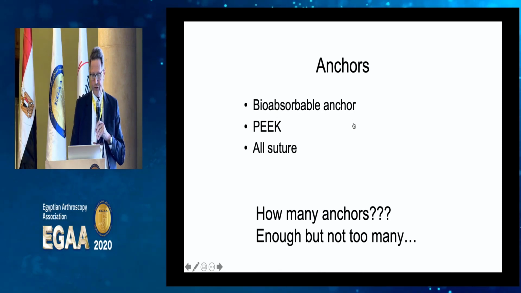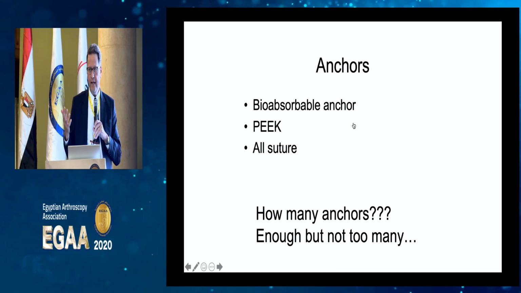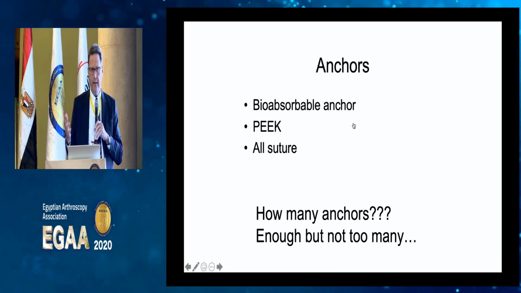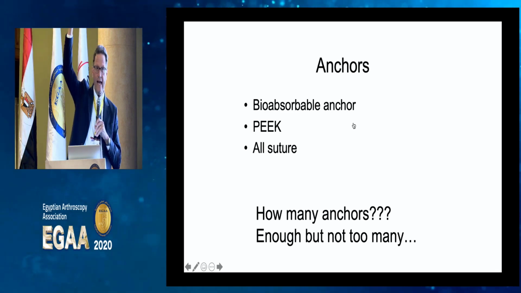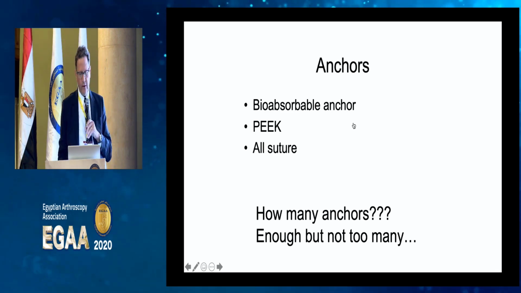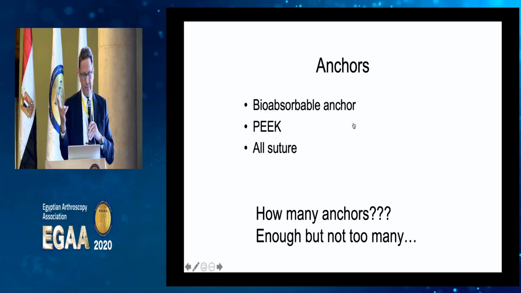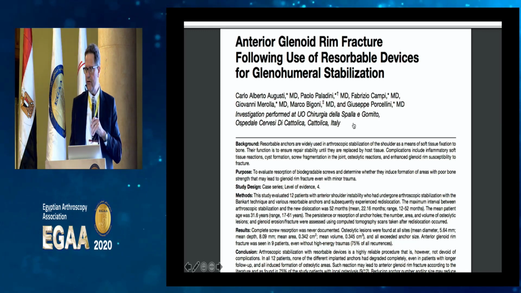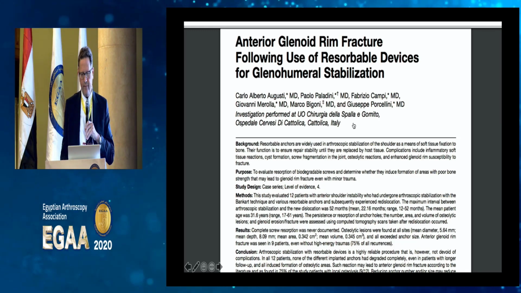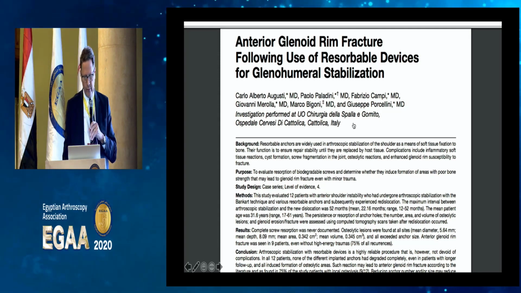Many types of anchors are available, all suture. How many anchors? I don't know. I think every case is different. You don't need four or five anchors. The patient is not going to be hanging like a monkey after surgery. So as long as you get a good solid repair, maybe 2 anchors, maybe 3, is enough, but not too many. And I mentioned that there have been several published studies recently about anterior glenoid rim fractures from using anchors, where you get a fracture of the anterior glenoid rim.